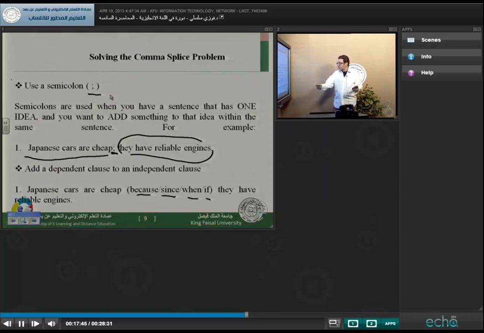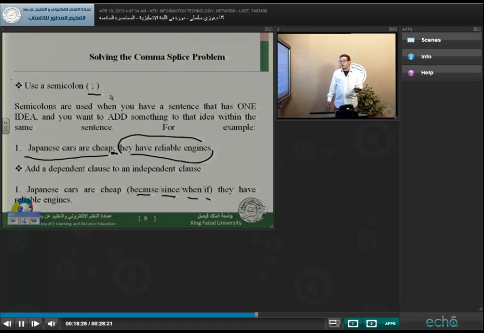Japanese cars are cheap because they have reliable engines. Notice here, there is no punctuation, there is no period, there is no comma. The comma disappears, right? The comma disappears here. Japanese cars are cheap because they have reliable engines. Japanese cars are cheap because they have reliable engines. You can use since, when, or if it makes sense, right? So you have these four. You can choose one of them, whichever one makes sense.